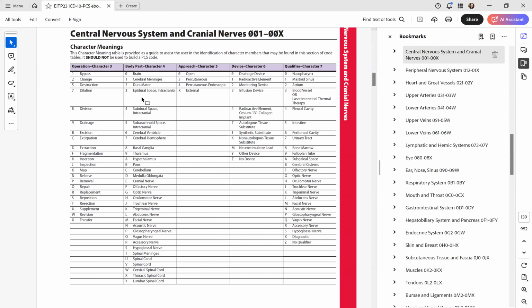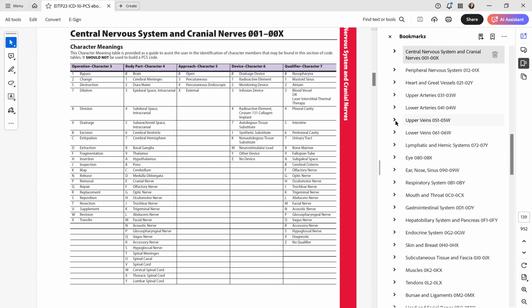So you can see moving on past the root operations, if you will, we have the body part. And of course, we know that the body parts listed in the central nervous system are anything relating to the brain and the spinal column. So we see such things like the brain, of course, but we also see the meninges, the dura, the epidural space, the subdural space, the cerebral ventricle, the pons, the cerebellum, and all these other things that you've heard about in your earlier classes. This is where knowledge of medical terms and some anatomy and physiology comes in.